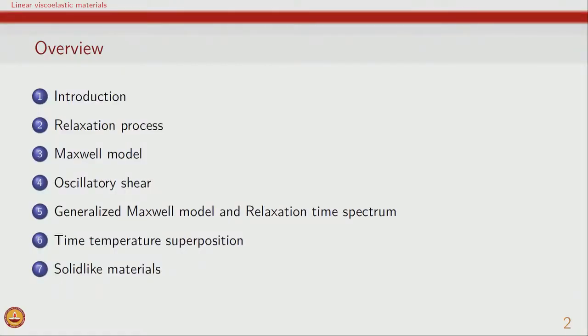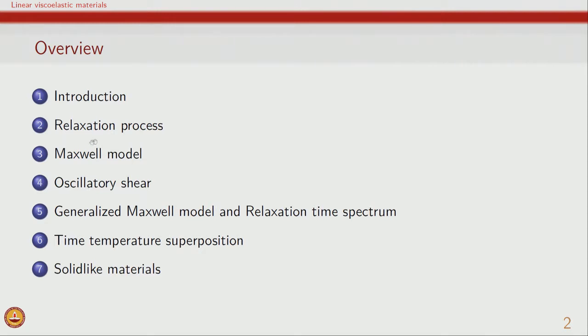In the discussion on linear viscoelastic materials, we have been looking at several material functions and several simplistic models, and the idea is to understand what different types of linear viscoelastic material characterization are possible. To this end, we initially looked at the concept of the relaxation process and how a Maxwell model can be used as a simple model to explain relaxation, and then we went on to look at oscillatory shear, which is one of the most popular methods of examining rheological response.